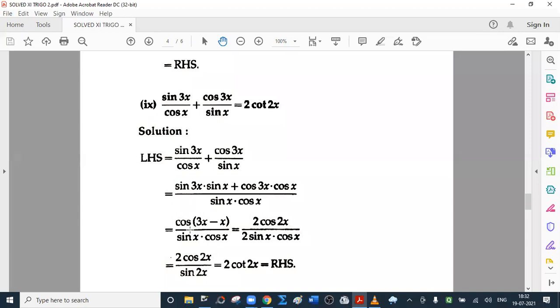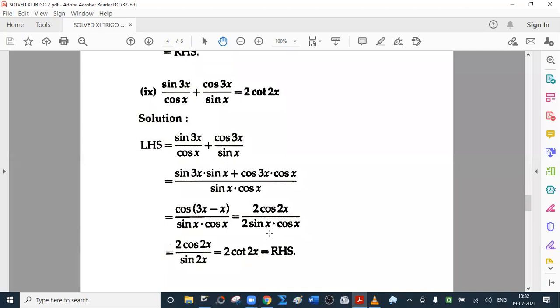Now multiply numerator and denominator by 2. So it is 2 cos 2x upon 2 sin x cos x. What is 2 sin x cos x? Sin 2x. So the answer is 2 cot 2x, which is nothing but right hand side.